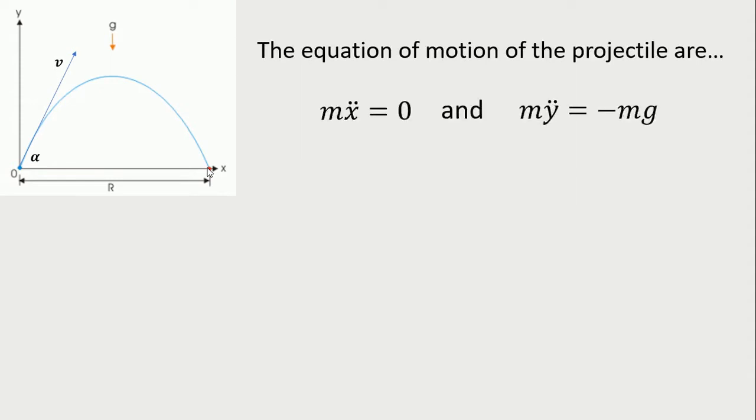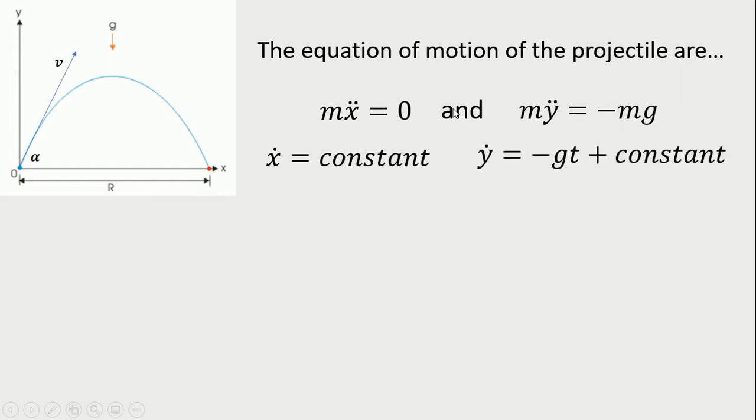There are two equations of motion, that is m x double dot equal to 0 and m y double dot equal to minus mg. Obviously, as there is no force acting along the x-axis, this is 0, and along the y-axis there is the acceleration due to gravity g acting downward, hence the minus sign came. So the equation of motion is m y double dot equal to minus mg. If we simplify, it becomes x dot equal to constant and y dot equal to minus gt plus constant.